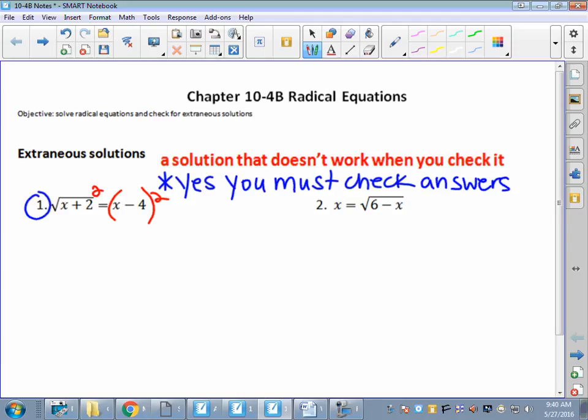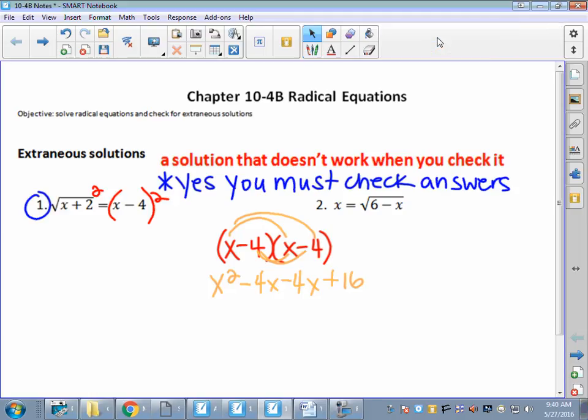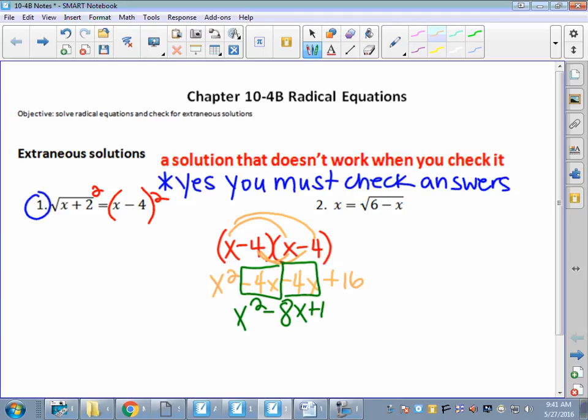Just like we did before, I'm going to put parentheses around that x minus 4 and do a side problem. I'm going to write out x minus 4 two times, and I'm going to FOIL this guy. So x squared minus 4x minus 4x and a positive 16. Combine my like terms and I should have, whoops, x squared minus 8x plus 16.